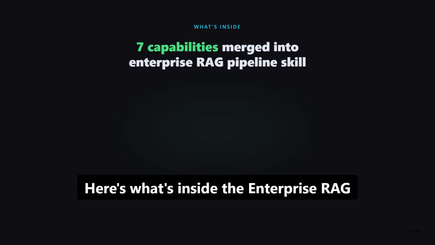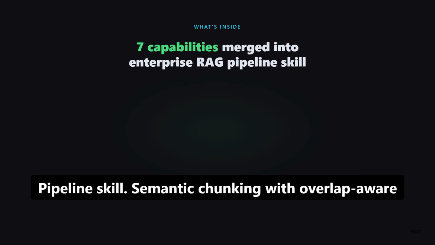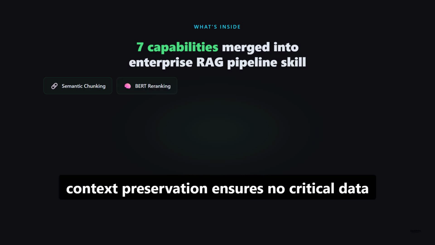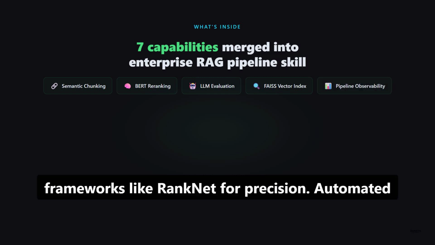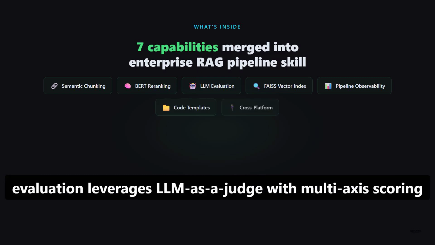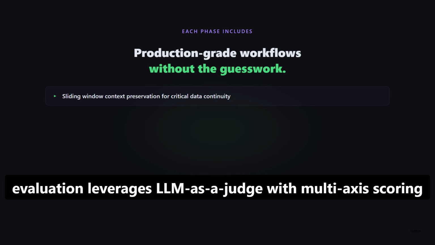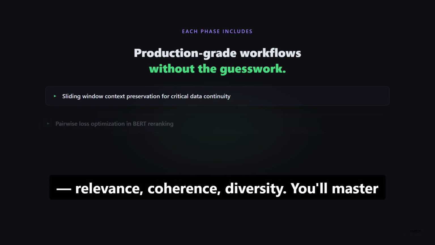Here's what's inside the enterprise RAG pipeline skill. Semantic chunking with overlap-aware context preservation ensures no critical data gets sliced. BERT-based re-ranking uses learning-to-rank frameworks like RankNet for precision. Automated evaluation leverages LLM-as-a-judge with multi-axis scoring: relevance, coherence, diversity.